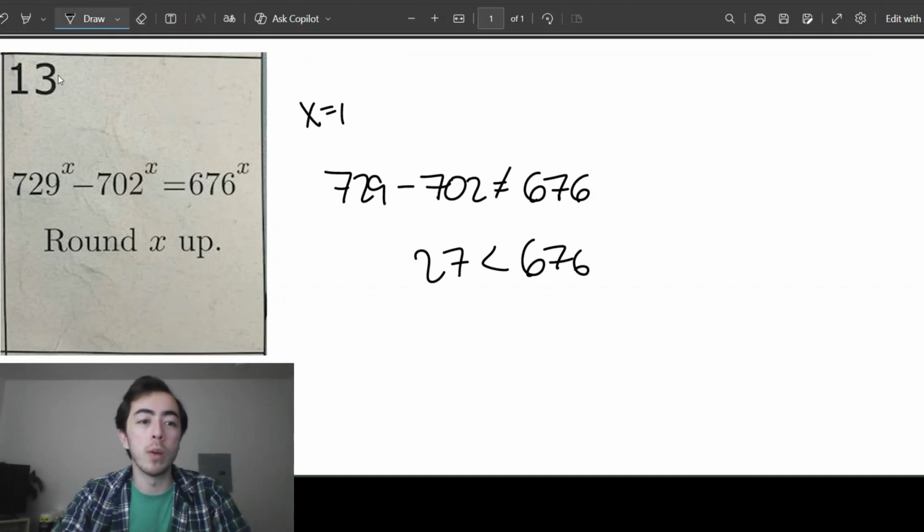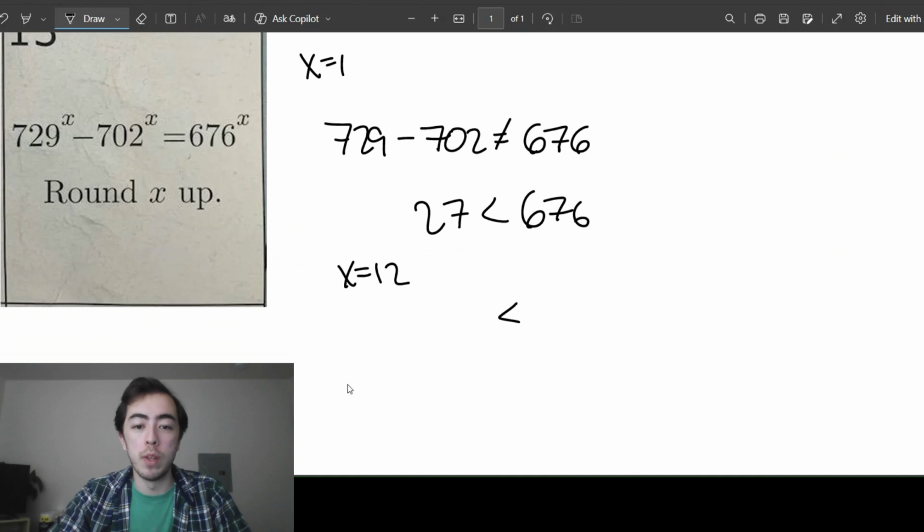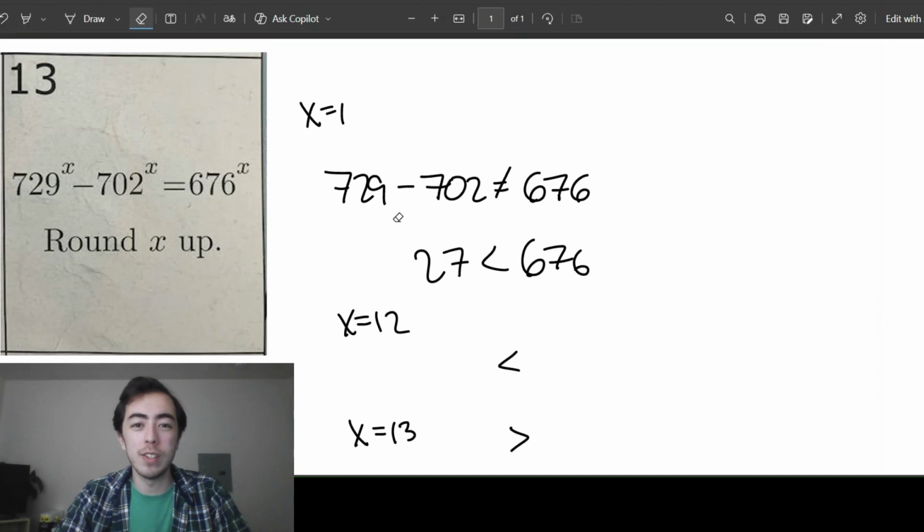And knowing what the answer is for today, we could be pretty sure that when x is 12, we're also going to have the right side be greater. But then once we finally plug in x equals 13, we'll have the left side be greater. It's just that I don't want to do any of this because I don't really want to compute 729 to the power of 13. That's a really large number.